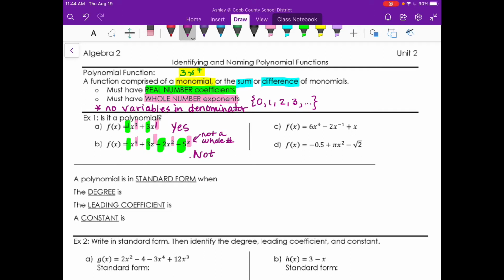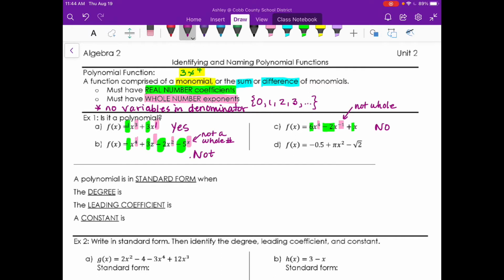All right, let's look at example C. We'll look at our coefficients again. We have a 6, a -2, and an understood 1 right there. And then our exponents, we have a 4. Oh, we have a -1 here. So we can't have a negative number because that is not whole. And so this is also a no.